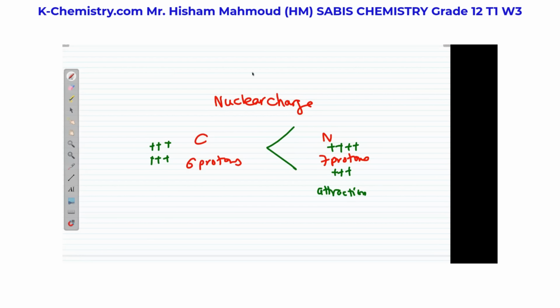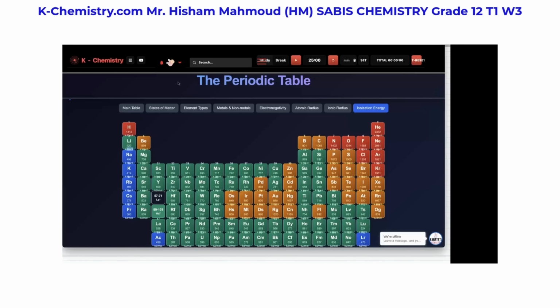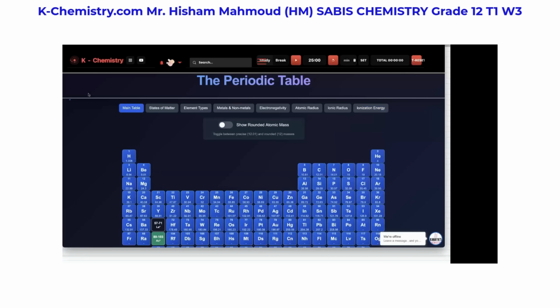So the more you go to the right in the periodic table, the more the number of protons will increase. Here I have only 3, here 3, here 4, 5 protons, 6, 7, 8. So the more you go to the right, the more the number of protons goes up. Don't say number of protons in the exam. For some reason, they don't like this word. So instead of writing number of protons, write the nuclear charge. The nuclear charge increases. The effective nuclear charge increases.